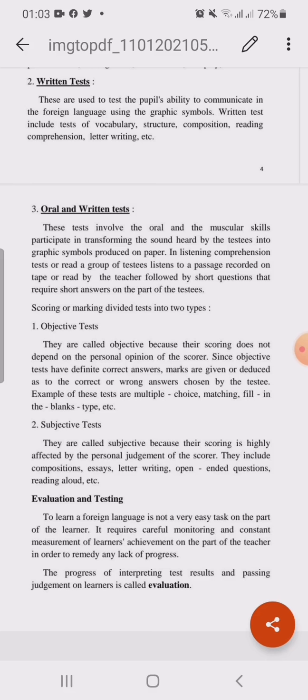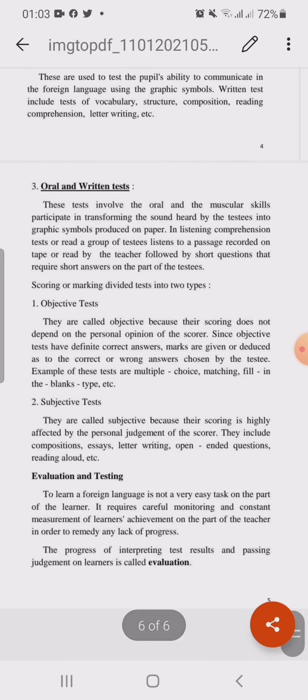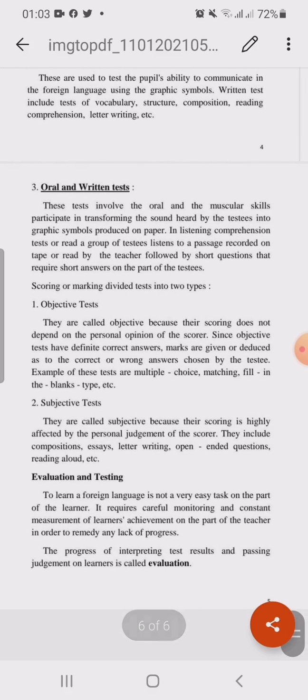The process of interpreting test results and passing judgment on learners is called evaluation. This is a definition. The process of interpreting test results and passing judgment on learners is called evaluation.